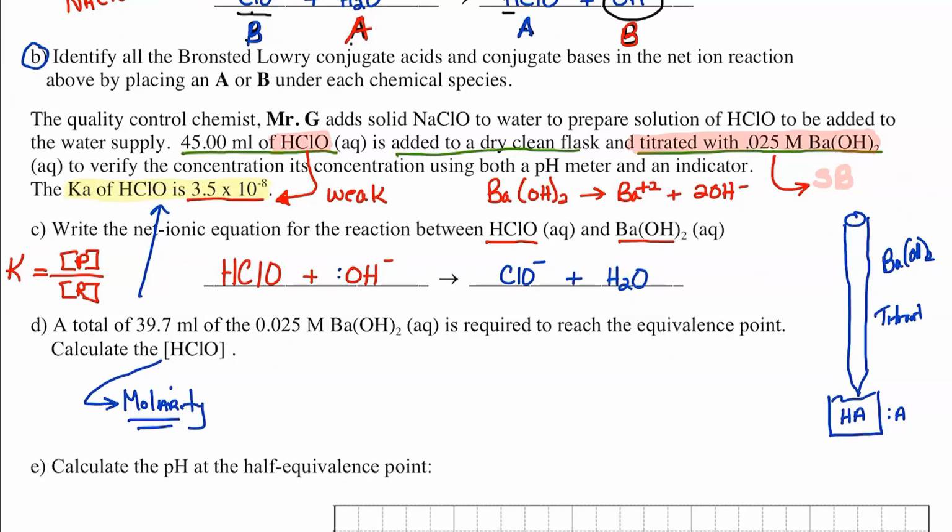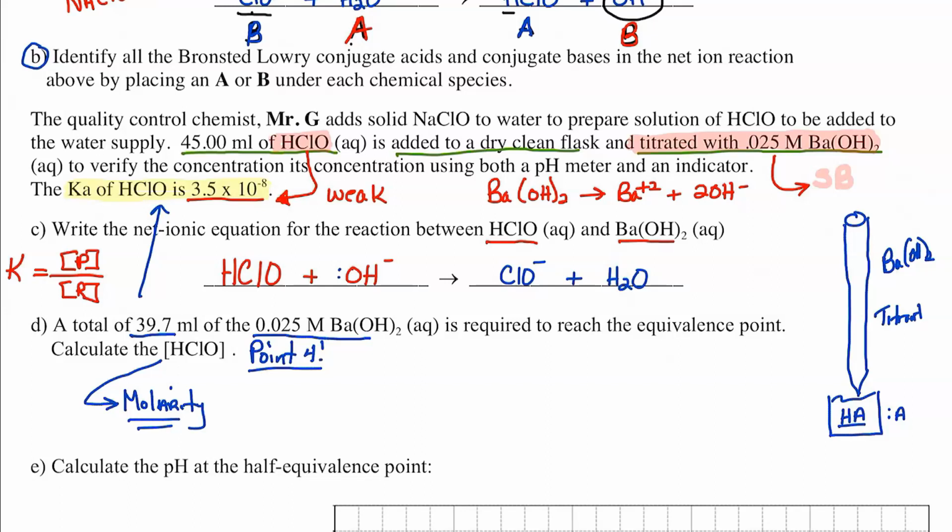Gosh darn it, I call this a 0.4 question. Why is it 0.4? Because they're asking for the concentration at equivalence. We are dropping a strong base into a weak acid, and we need to know what the concentration of this is. They told us that we needed this amount of the base, by some kind of indicator or pH probe, to get to the equivalence point.